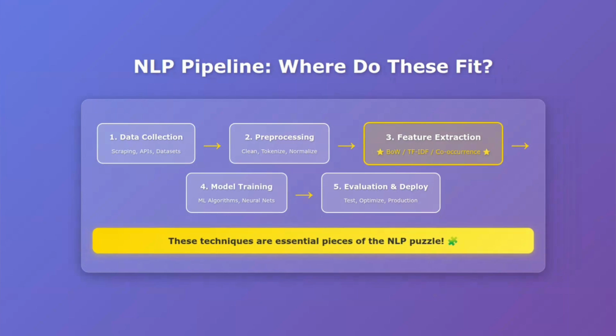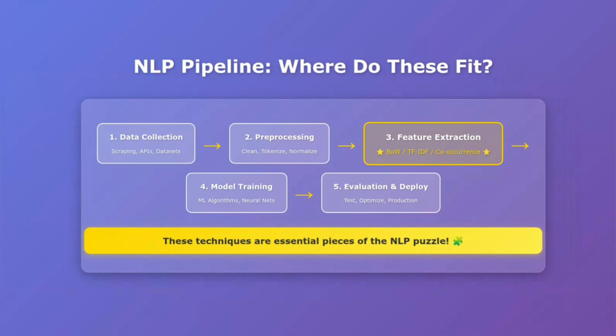This is your typical NLP pipeline from start to finish. You start with data collection, scraping websites, loading data sets, whatever your source is. Then, pre-processing. This is crucial. Clean your text, tokenize it, remove stop words, maybe do lemmatization or stemming. Step 3. This is where we are. Feature extraction using bag of words, TF-IDF, or co-occurrence matrices. We're converting that cleaned text into numerical vectors.